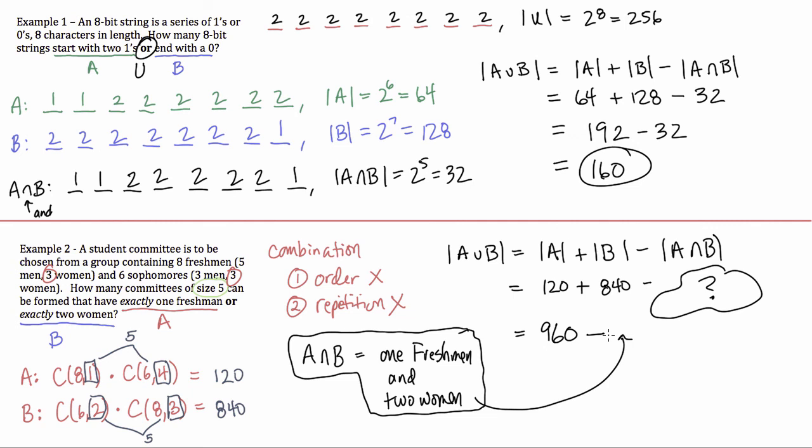I'm going to leave this an open-ended question. I want you to try it. If you think you have the answer, come up to me sometime in class and see if you know how many freshmen and two women groups are possible to make here.